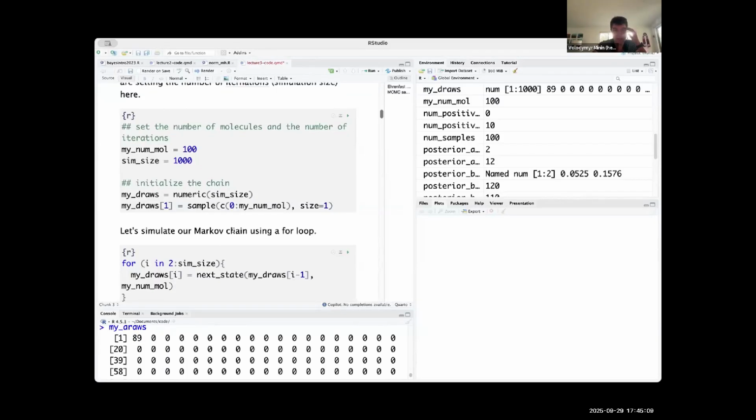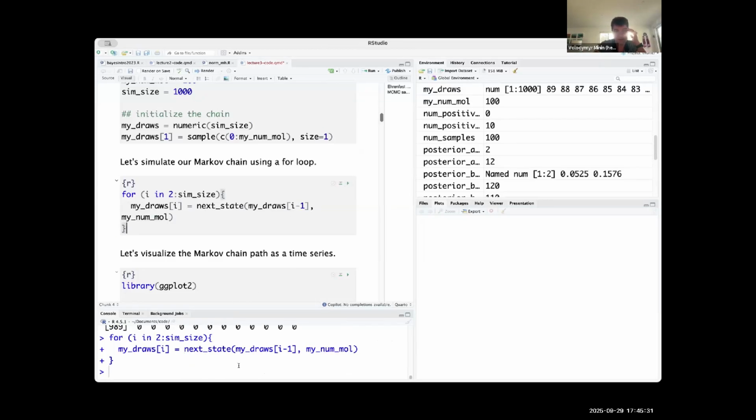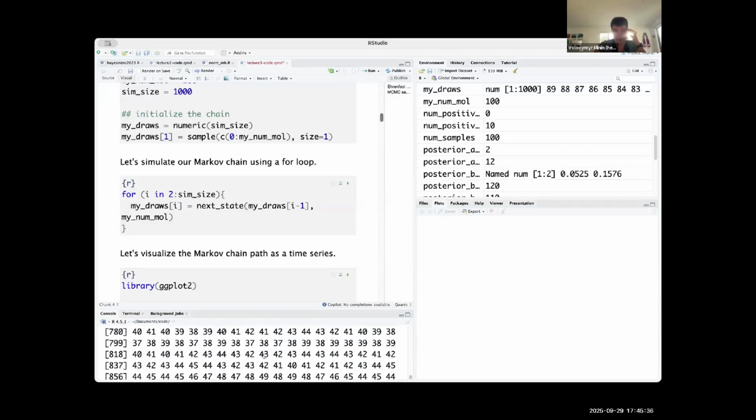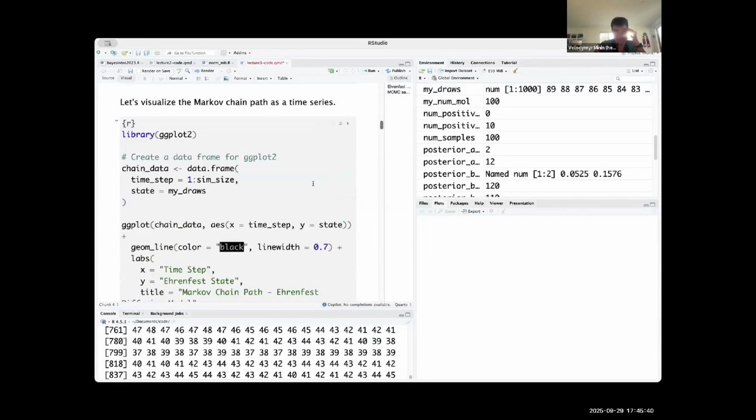I initialize my distribution. And then in the next chunk, it's a simple for loop, which I'm going to evolve. Given my previous draw, I'm going to stick it into my next state function that I wrote, and give it the number of molecules. So it's going to go to 89, produce some random number, then grab that number and produce something else, and in the for loop, it will evolve this. So now this filled it with random numbers. Now I have these 1,000 random numbers that came from this Markov chain.